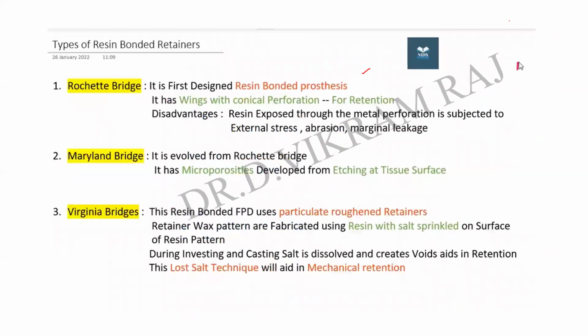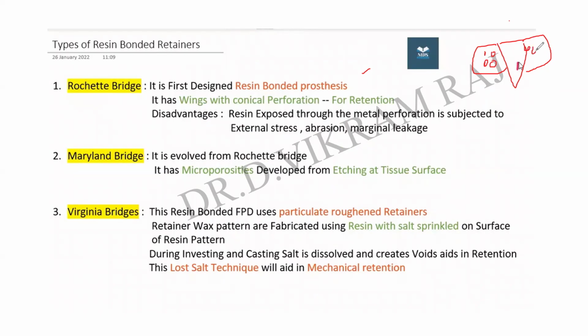There are types of resin bonded retainers, a very, very important thing. There are three types: Rochette, Maryland, and Virginia bridges. Rochette is the first designed resin bonded bridge. It has wings, that is, the pontic, and on either side there are wings. We have to fabricate it, and it's a very tedious procedure.